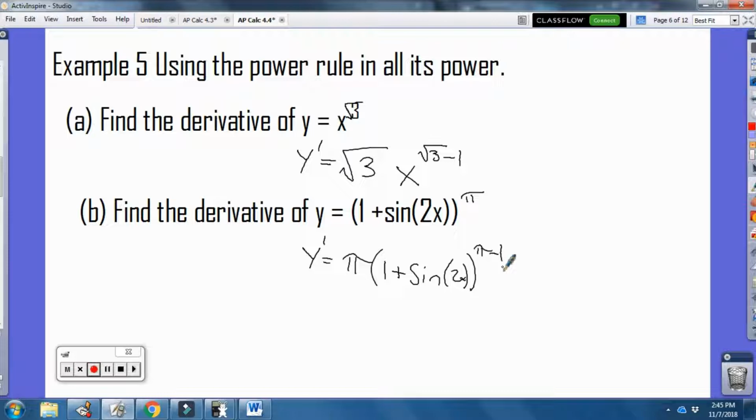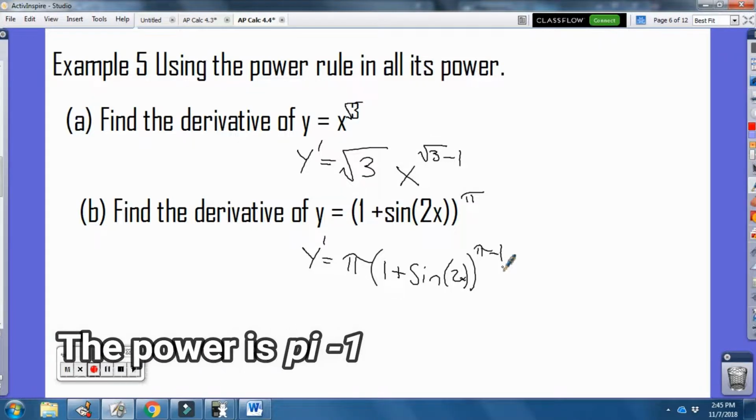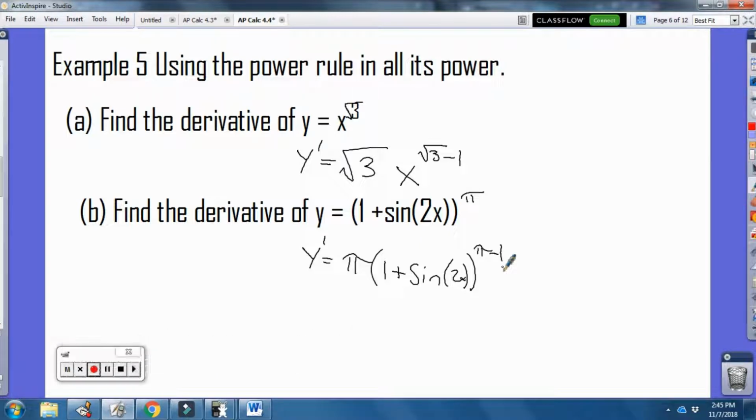But this is the chain rule. Since I didn't take the derivative of the inside yet, I have to multiply by the derivative of the inside. The derivative of sine of x is cosine of x, but this is sine of 2x, so I have to use the chain rule again. So I'm going to have the derivative of the outside, keeping the inside the same, and then multiply by the derivative of the inside. The derivative of the inside is just 2.